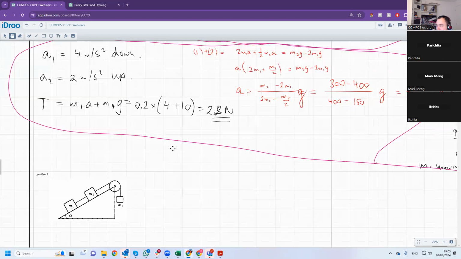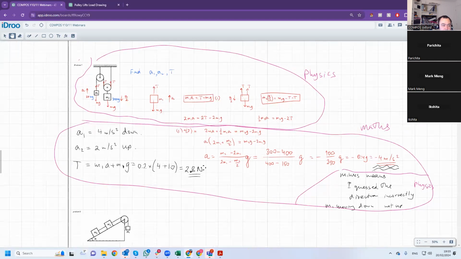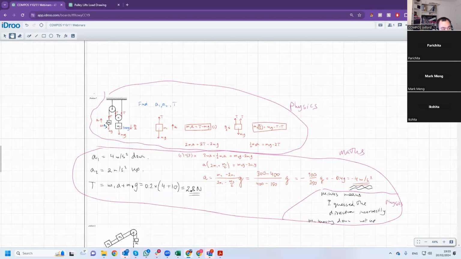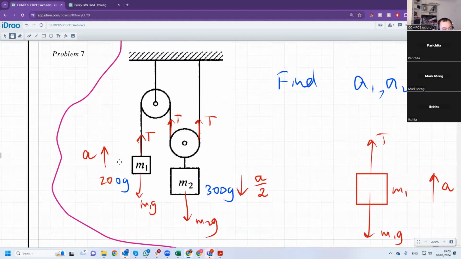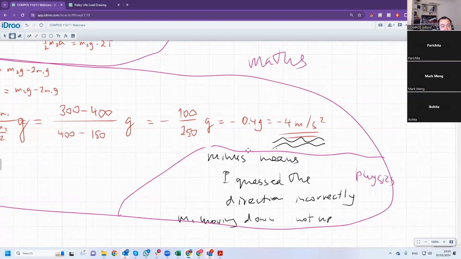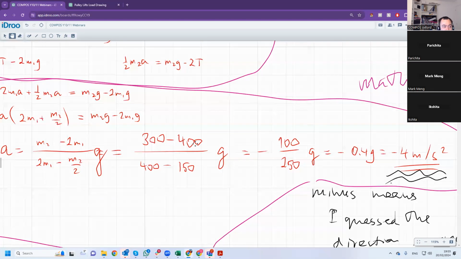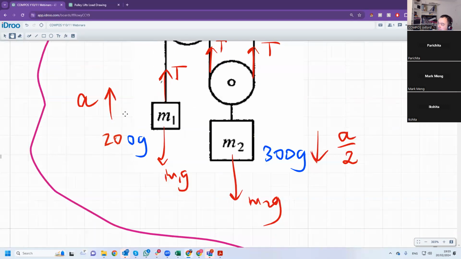Sorry, I don't understand why the minus answer means the answer was wrong. Not the answer. The numerical answer is correct. It's just I said I don't know which way M1 is moving, up or down. I'm going to guess that it is moving up. And when I did the calculations, I found that the answer is negative. And that means that it is not moving up. It is moving down. Does that make sense?